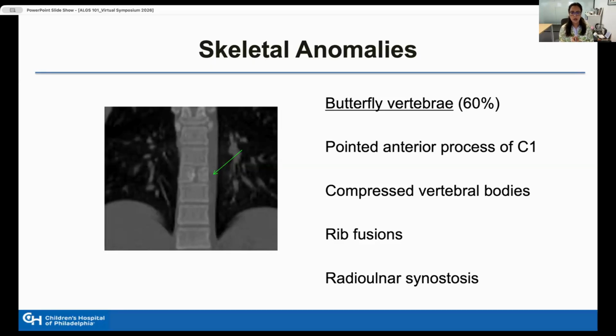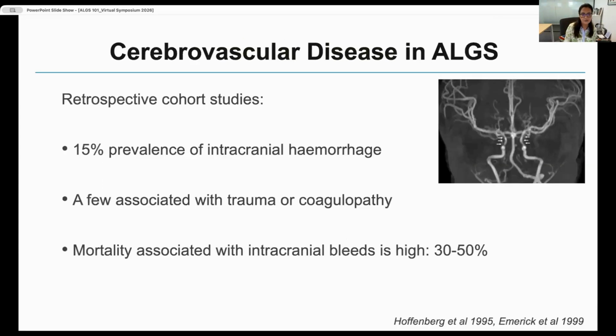So I think there's more. I think we know a little bit about bone morphology. I think what we really need to understand better is why the bones in Alagille syndrome get more fractures, because they do get more fractures, and also why there's bone pain. So I think that we have more to understand in this area.